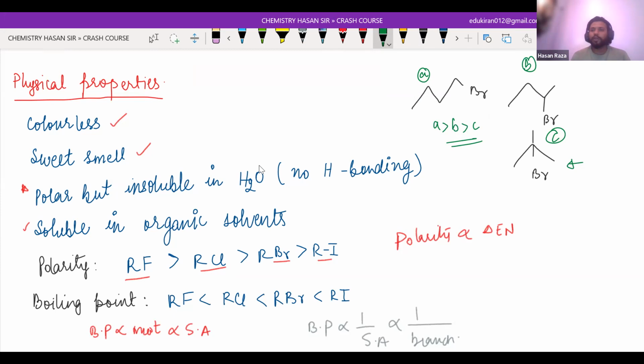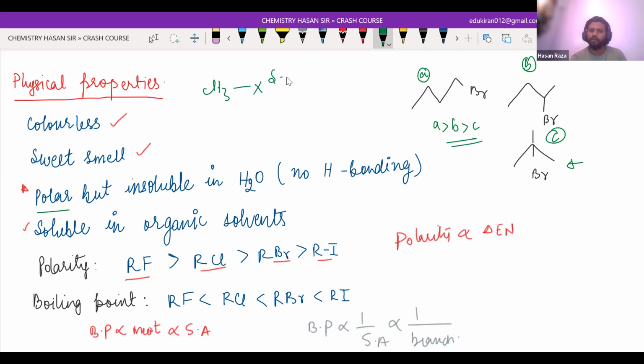In the class 12 solution chapter, you have studied the principle of solubility. That means basically like dissolves in like. That means a polar solute will be soluble in a polar solvent, and a non-polar solute in a non-polar solvent. But here you can see they are polar. The C-X bond is polar.